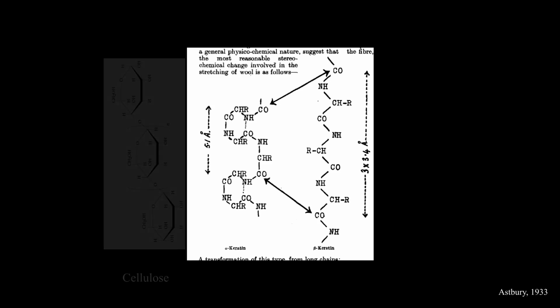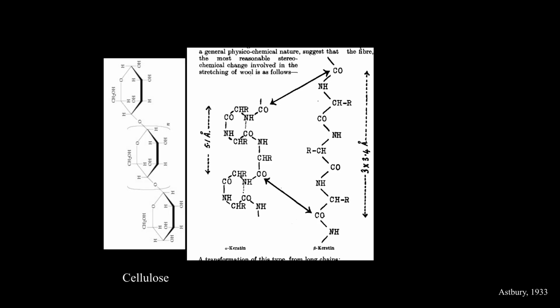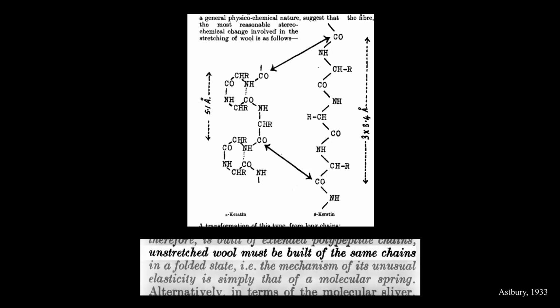From these images, Astbury calculated that the distance between the intramolecular pattern in alpha-keratin was similar to the distance between the hexagonal glucose residues in cellulose, whereas the distance in amino acids in beta-keratin was slightly shorter than the fully extended pattern of silk, which indicated to him that unstretched wool must be built of the same chains as stretched wool in a folded state, i.e., the mechanism of its unusual elasticity is simply that of a molecular spring.